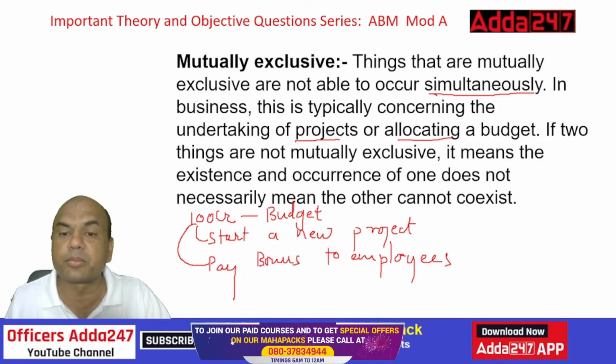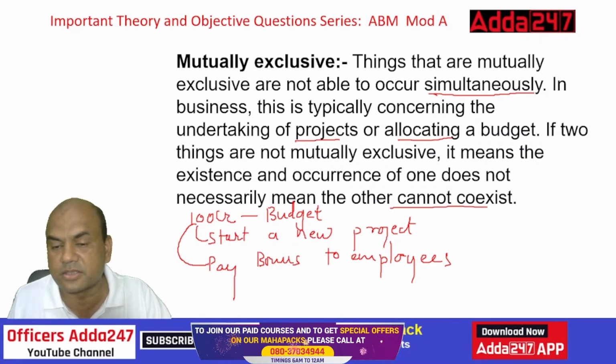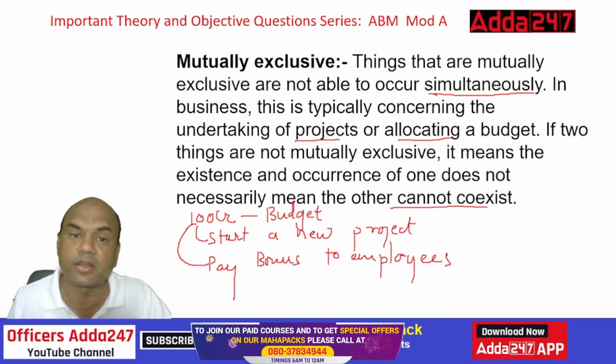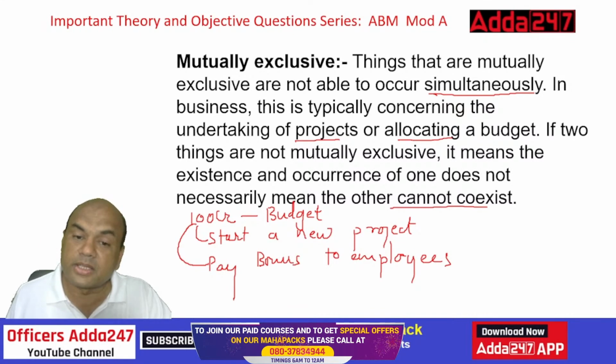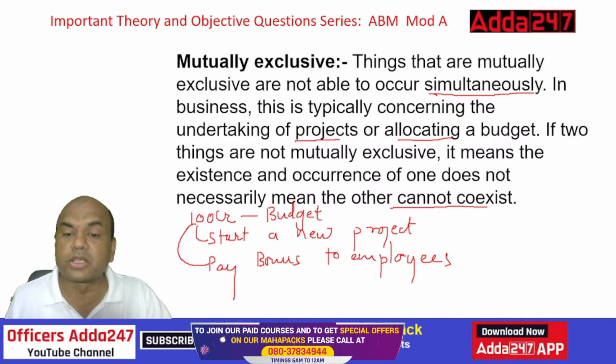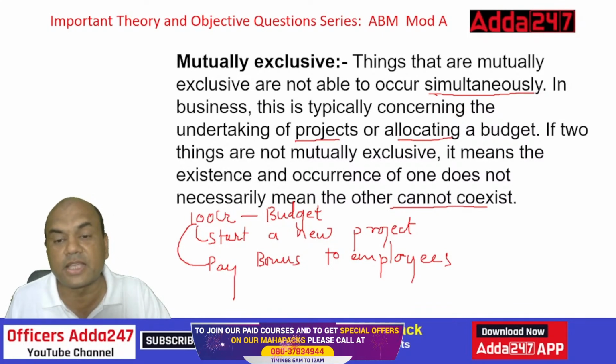If two things are mutually exclusive, it means the existence or occurrence of one does not necessarily mean that the other cannot coexist. It means what? Both the things, starting a new project and paying bonus to the employees, can exist at the same time. But the point over here is, I don't have budget.